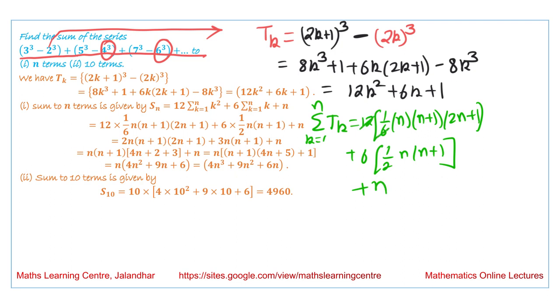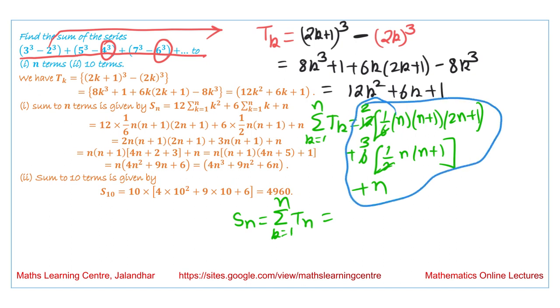So this gets cancelled, we are left with this 2, this gets cancelled, we are left with this 3. So if you solve this value, you will obtain that Sn is equal to sigma k equal to 1 to n of Tn. If you simplify, open all these brackets and simplify these values, the answer you will obtain is 4n cube plus 9n square plus 6n. So this is the sum of the n terms.